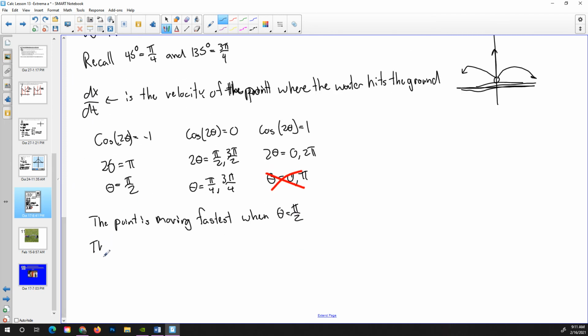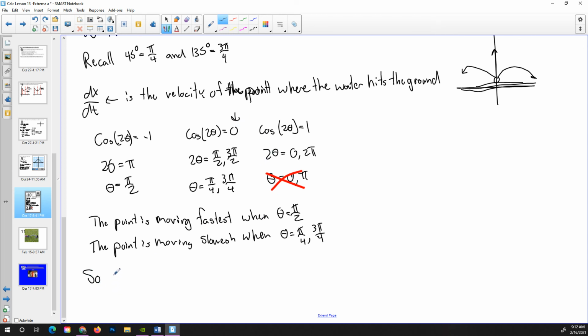The point is moving slowest when theta equals pi over 4 and 3 pi over 4. That's when the velocity slows down to 0.